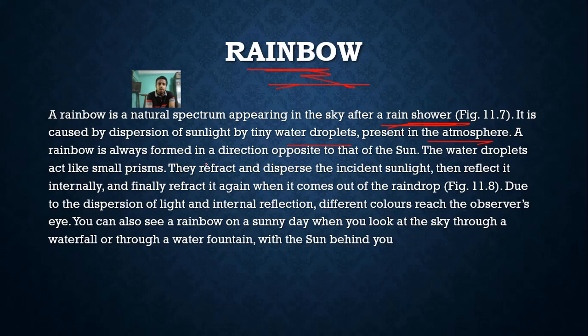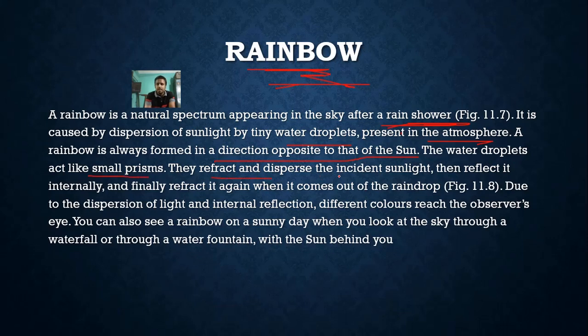A rainbow is always formed in the direction opposite to that of the sun, because, as you can see, if raindrops are falling when the sun is up in the opposite direction, then the rays will come from the sun, and it will scatter through the raindrops, and the image will be formed on the backside only, no? Obviously, so one can't see the rainbow on the same side as the sun, because where will be the dispersion of white light? The water droplets act like small prisms.